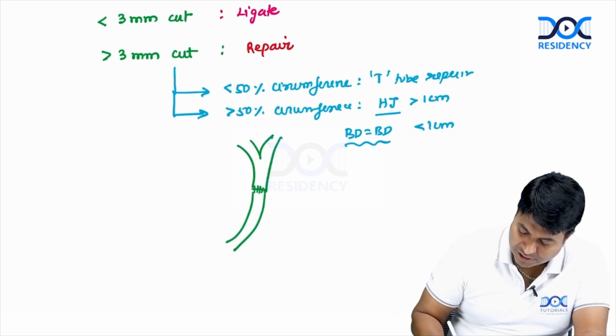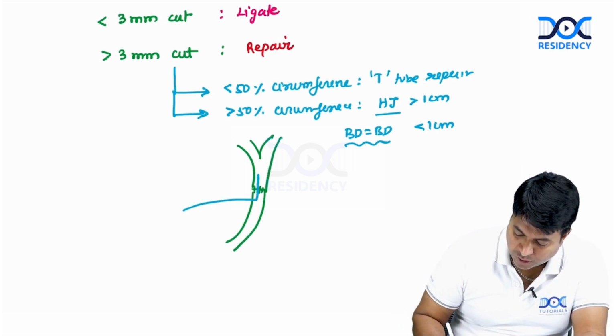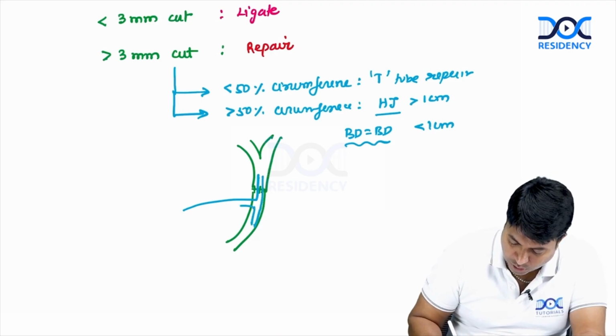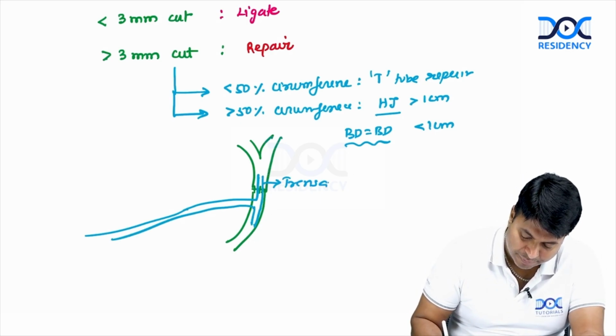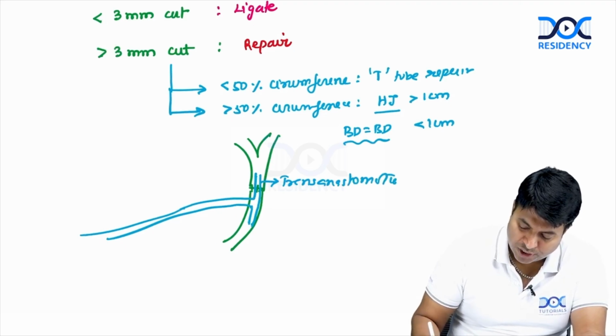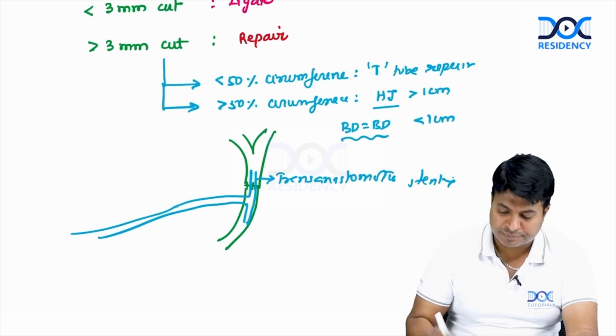But at the same time, I will keep a drainage tube which will be coming out not from the wound but from below. A trans-anastomotic stenting will be done. Trans-anastomotic stenting will be done in such cases.